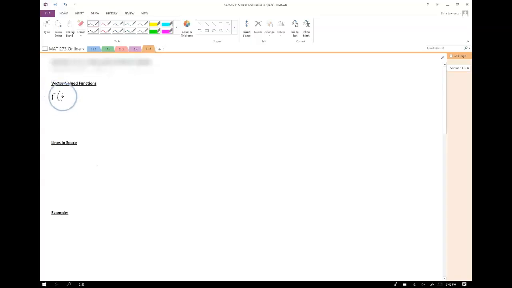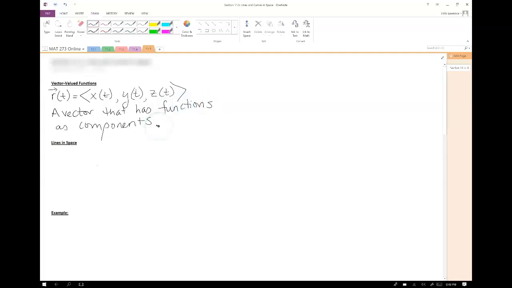So typically, we would write a vector-valued function as r of t, and instead of having components r1, r2, r3, this vector is going to have functions as its x, y, and z components. And these functions are all going to be functions of t, which makes our overall vector-valued function also a function of t. So it's just a vector that has functions as components.